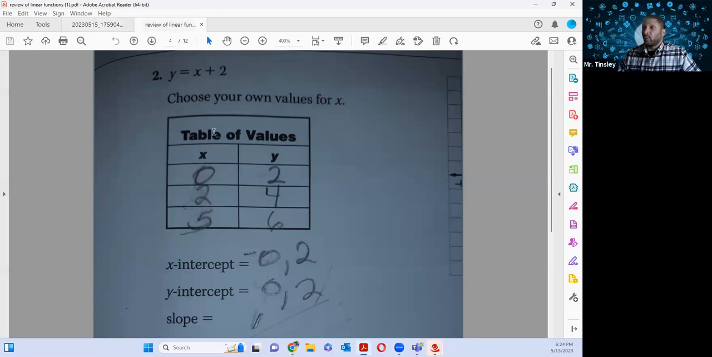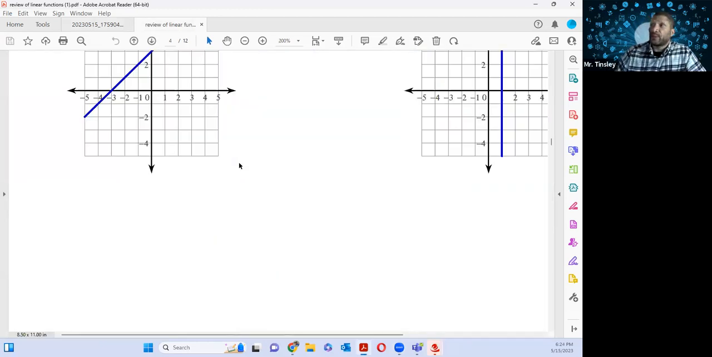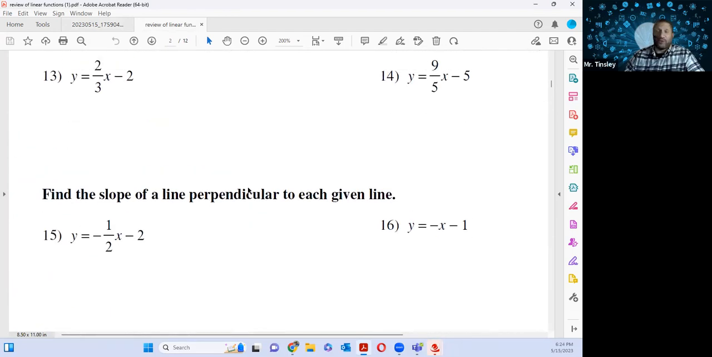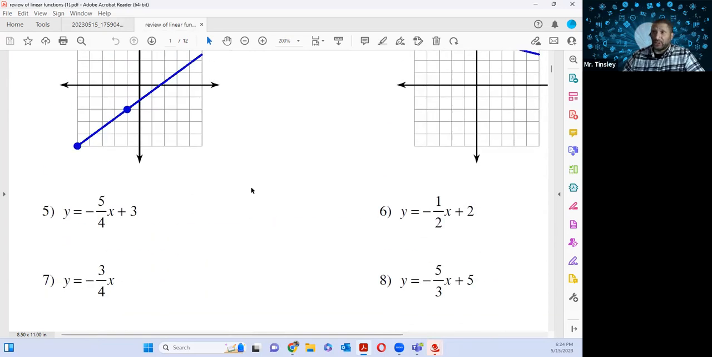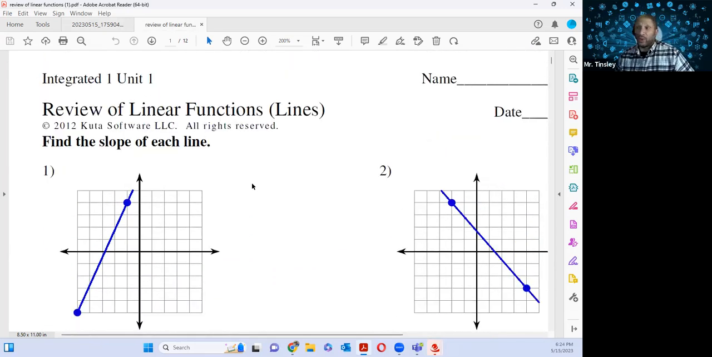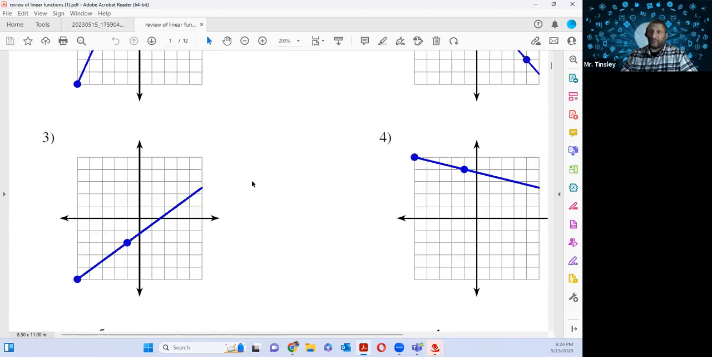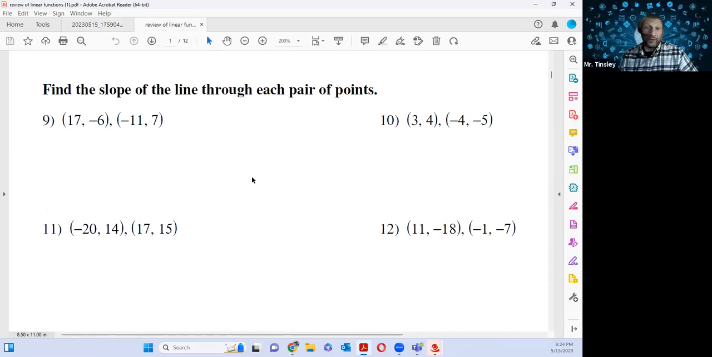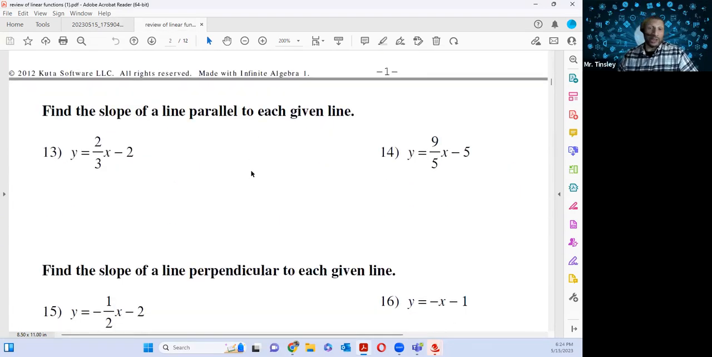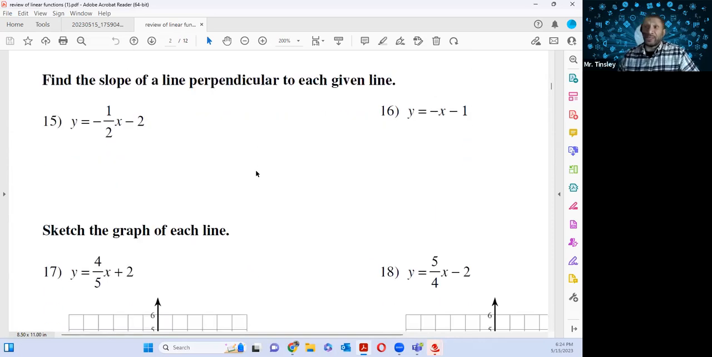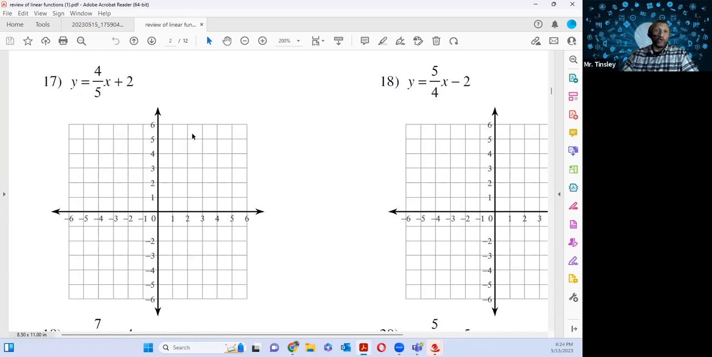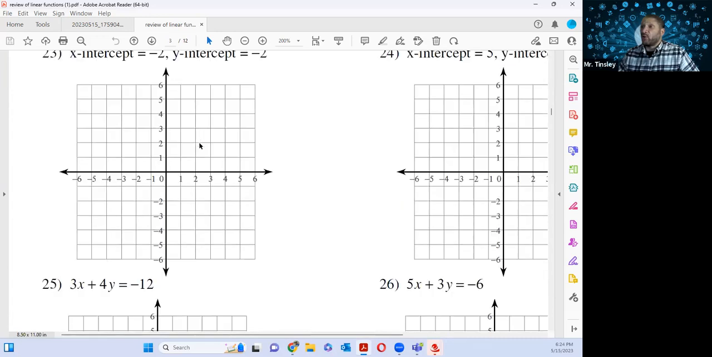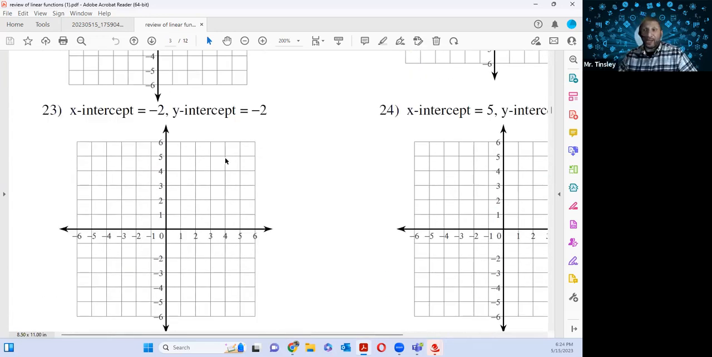Okay, so if anybody wants this, this is a review packet. I have 3 of these. I downloaded these from QUIZIZZ. There's also a link on Schoology. This review goes over: can you find a slope from a graph? Can you find a slope from an equation? Can you find a slope from 2 points? Can you find a slope of a parallel line? Can you find a slope of a perpendicular line? Can you graph given an equation in slope-intercept form? Can you graph given an x-intercept and y-intercept?